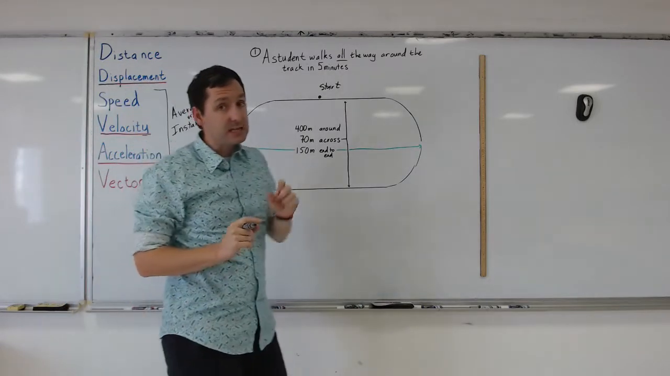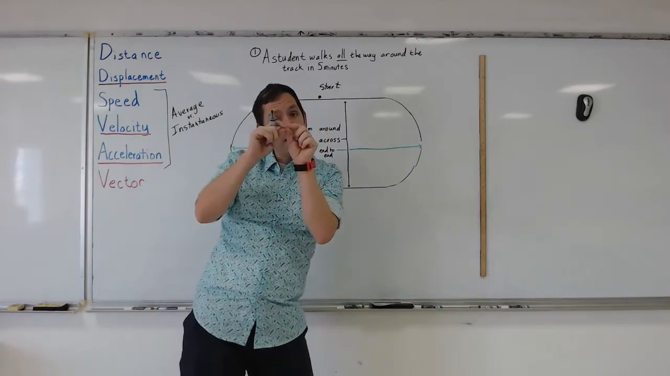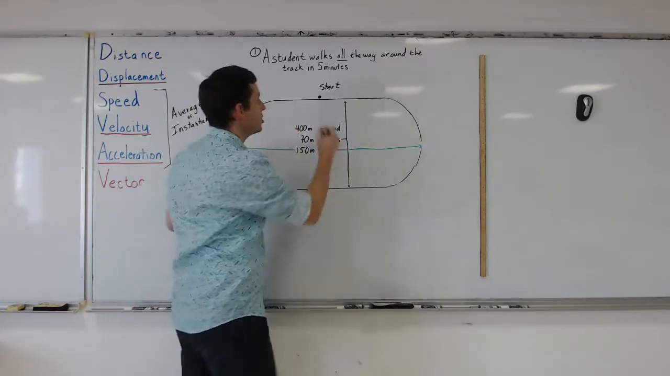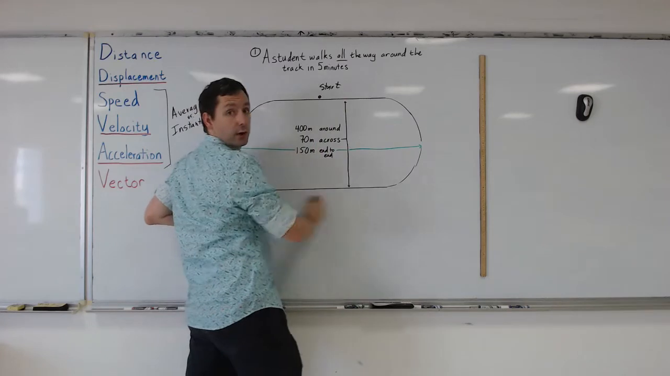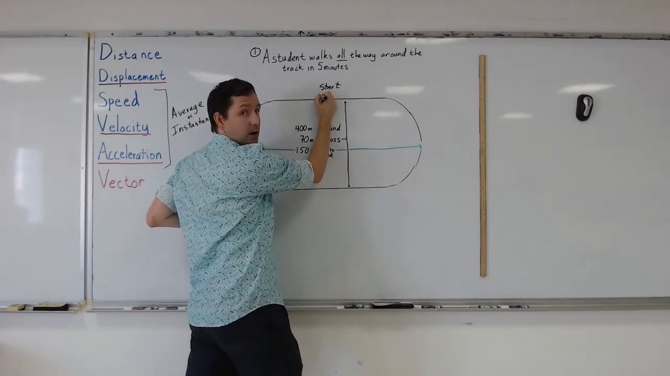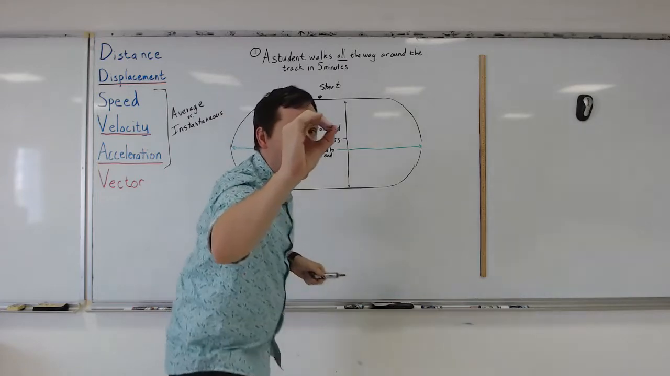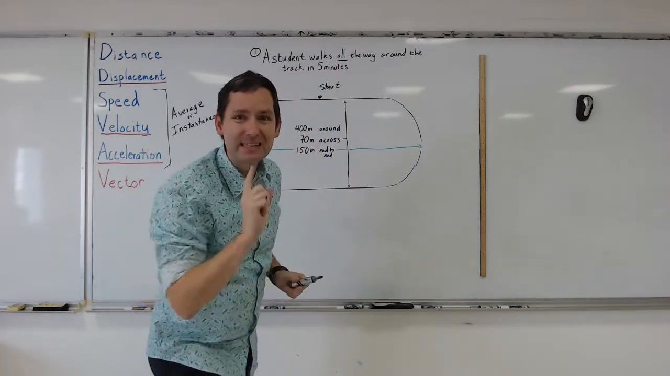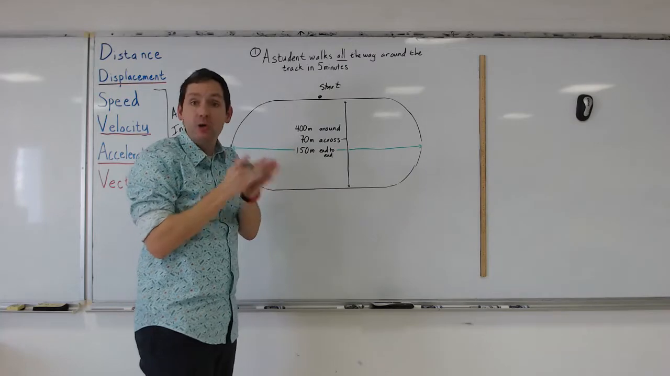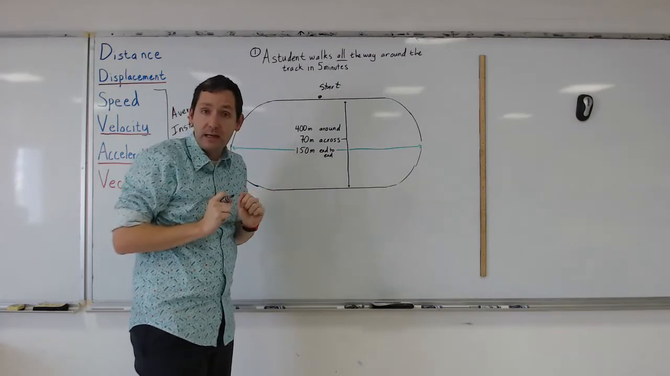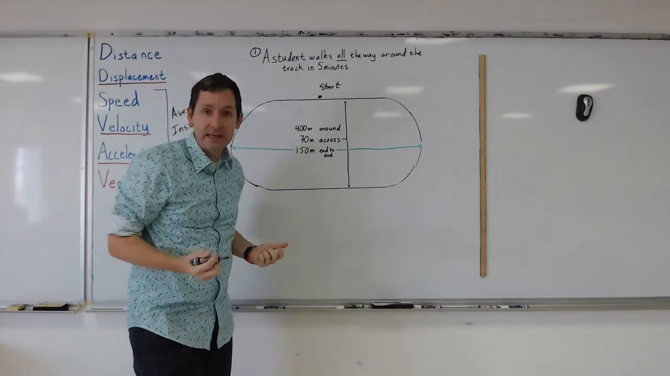Well, remember, displacement is how far it is from point A to point B in a straight line. So if I start here and I go all the way around and I end there, my displacement is 0. It's 0 because there's no distance between my starting point and my ending point. It doesn't matter what I did, right?